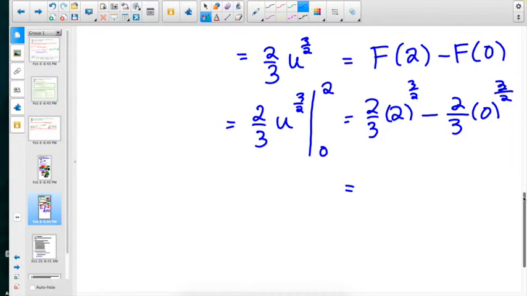Two to the 3 halves power is definitely a decimal, right? It's the square root of 8. And then we have to multiply by 2/3 and we get what? Can someone crank that out? 1.886? Sounds believable to me. 2/3 of the square root of 8. That seems believable. Okay. How are we doing?